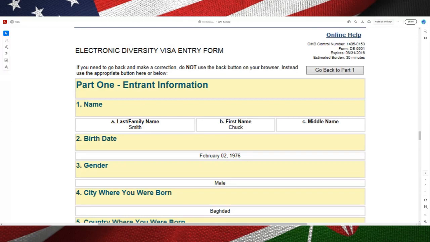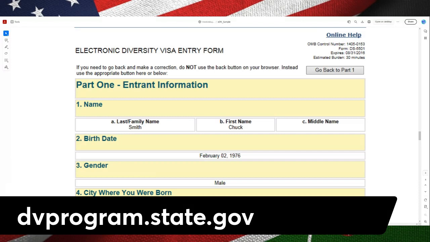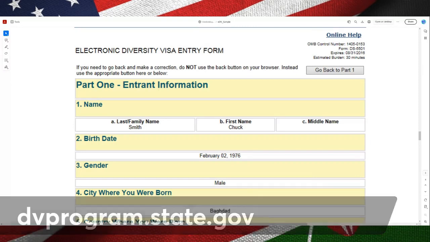And the lottery, by the way, let me put the website there for people to know where to go, so don't go anywhere else. dvprogram.state.gov. That's the link, and I'll put this link in the video. This is the website you want to go to. This is the legitimate website for filling your green card lottery. So don't go into any other websites. The other ones are not for real.